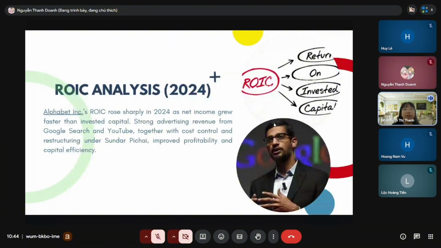So on this slide, we can see that Alphabet Inc. achieved a significant improvement in ROIC, return on invested capital, during 2024. This means the company became more efficient at generating profit from the capital it invested. And the main driver was the strong recovery in advertising revenue, especially from Google Search and YouTube. At the same time, under the leadership of Sundar Pichai, the company implemented cost control measures and workforce restructuring, which helped improve profitability.